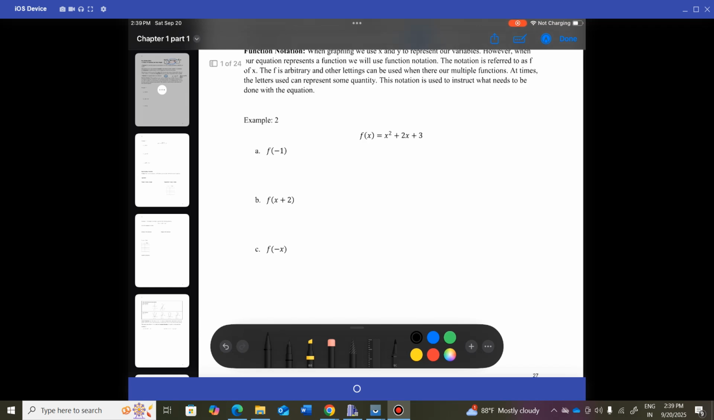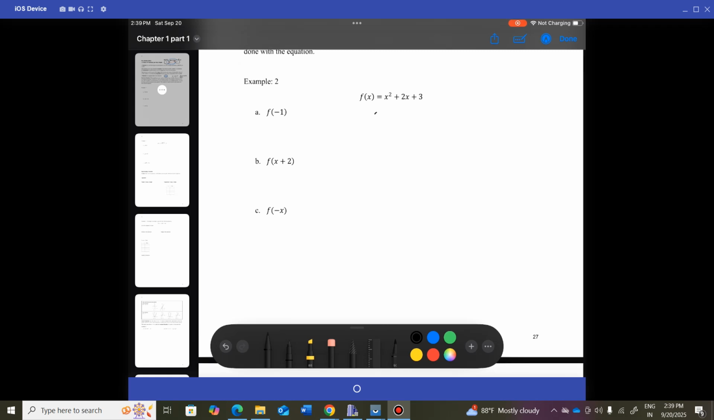Let's say we have f of x equals x squared plus 2x plus 3, and we want to find f of -1. So we plug -1 into the equation: (-1) squared plus 2 times -1 plus 3. So (-1) squared is 1, then you get -2 plus 3, and so you have 2.